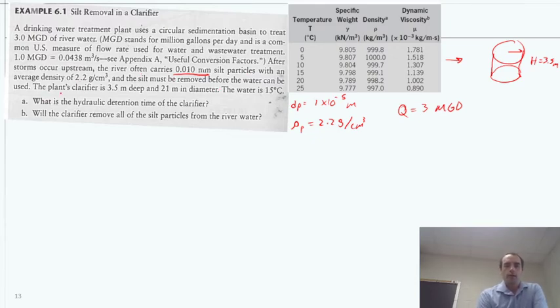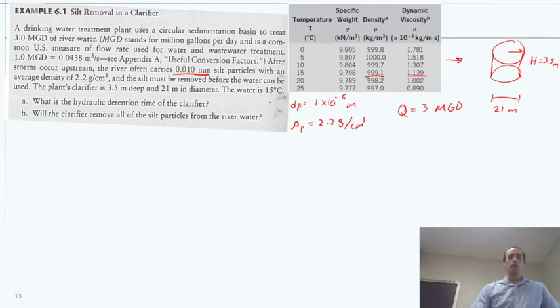All right, so we've got the depth, and we have a diameter for our clarifier at 21 meters, so definitely not drawn to scale. And the water is 15 degrees Celsius. And so with that, we know that we're dealing with this for the density, and this for the dynamic viscosity, including the units. Okay. So, makes sense so far?